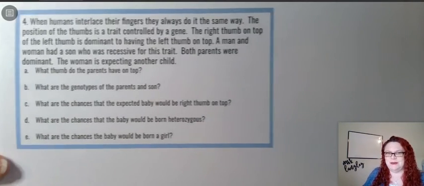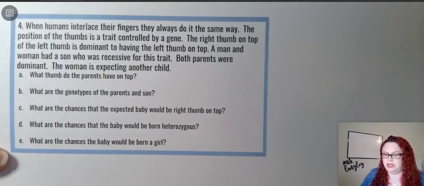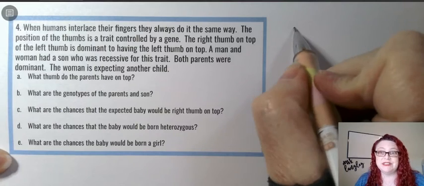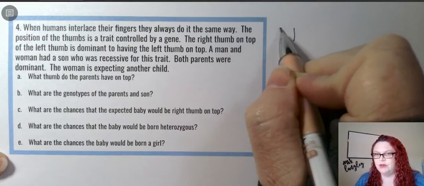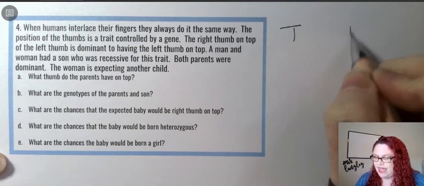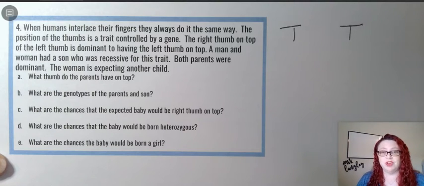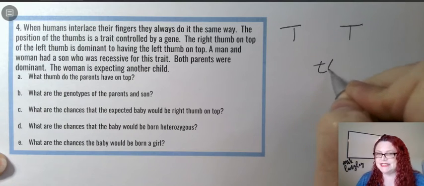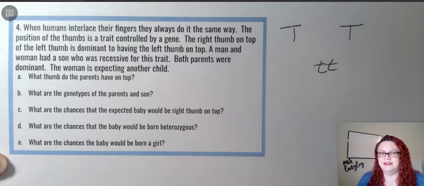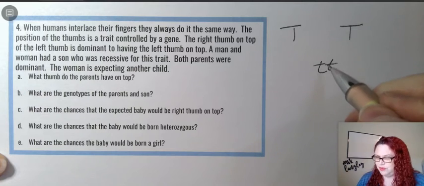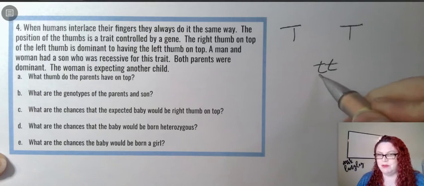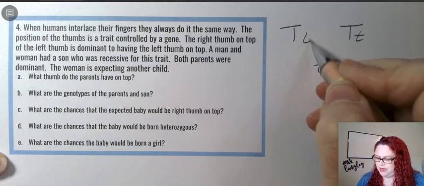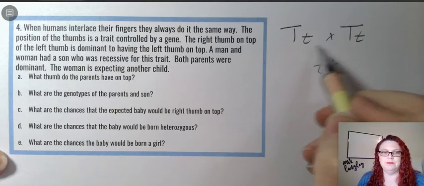Okay, so let's use our space to the side here. We know that both parents are dominant, so let's pick a letter. Let's use T's for thumb. So we know that both parents have a capital T because they both show the dominant trait. And they have a son, but that son is recessive for the trait. Okay. Now, they had to get the little t's from somewhere. So one came from one parent and one came from the other parent. So now I know what the parents are.